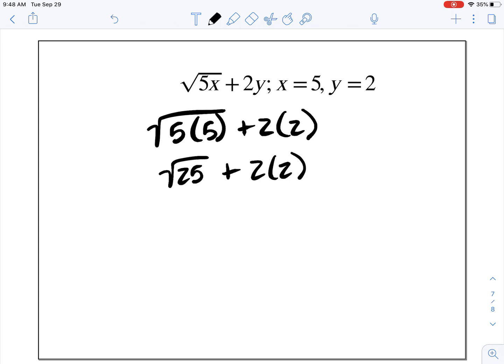The square root of 25, so what times itself gives me 25? Well, I just did it up there, so it's 5. And then I'm going to go ahead and do 2 times 2 is 4. And so my answer is 9.